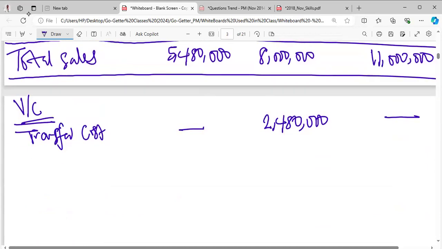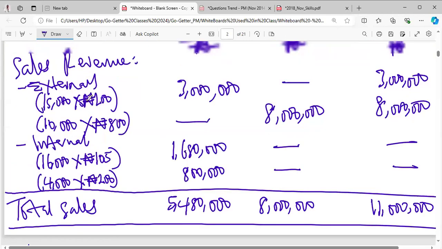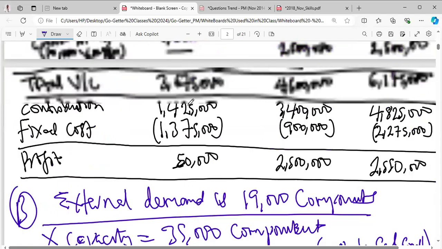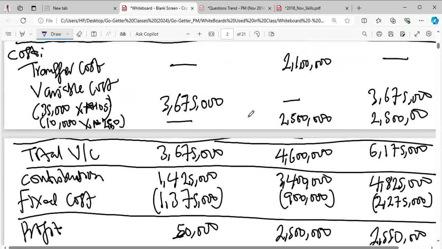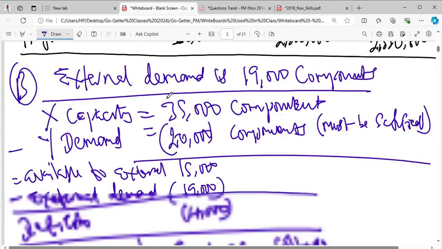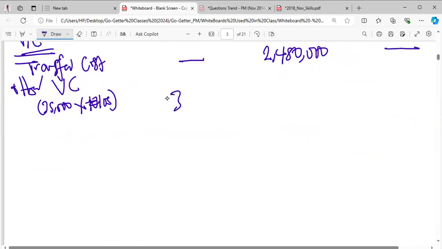So we have other variable costs. We have the first one, 35,000 times 105. How much did we get the last time we did it? 3,675. And the other one is 2,500,000. This is 3,675. We don't need to do that again.